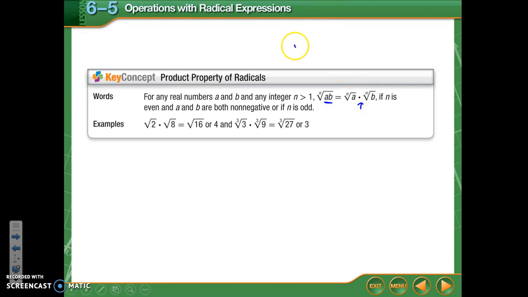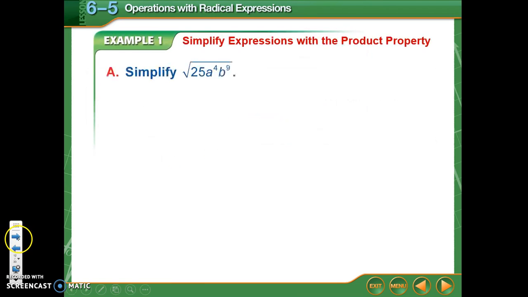So that's how we simplified things like the square root of 20. The square root of 20 is the square root of 4 times the square root of 5, right? And then I could say that was 2 square root of 5. So that's what the product property is telling us. And here they show you an example with cube roots. Since both of these are cube roots, I can multiply. The cube root of 3 times the cube root of 9 is the cube root of 27, which is 3.